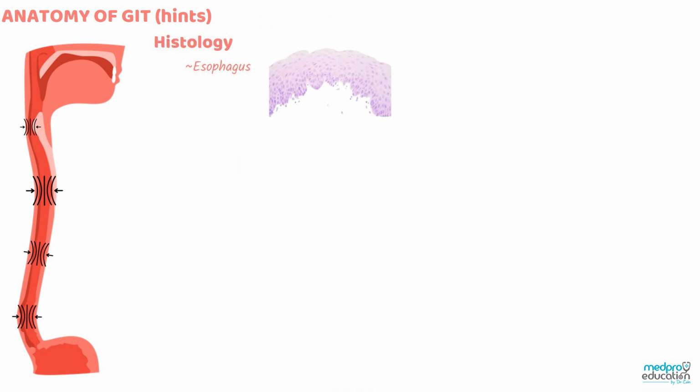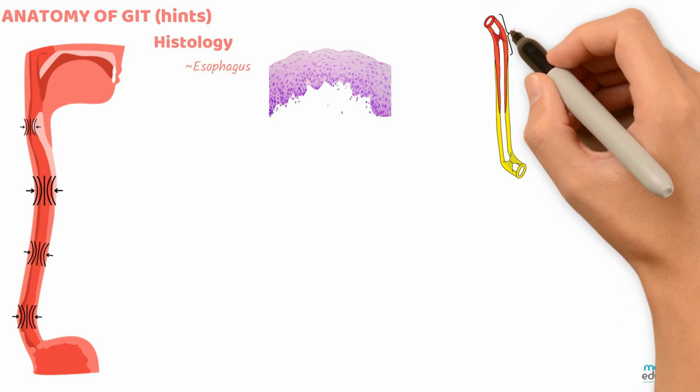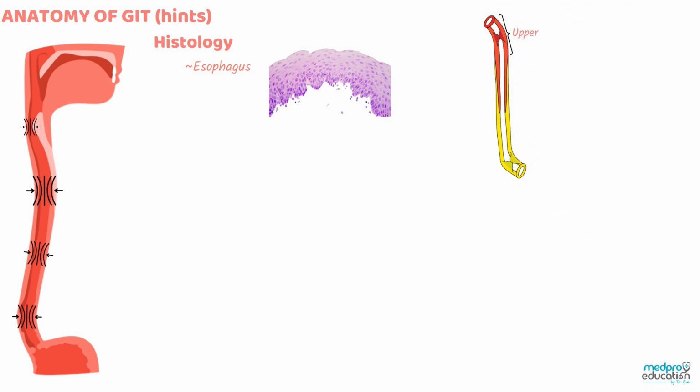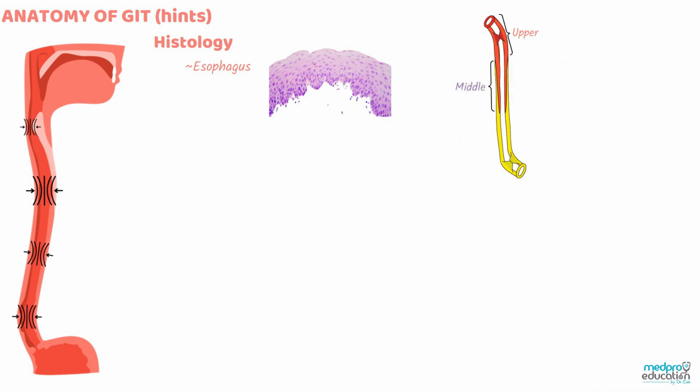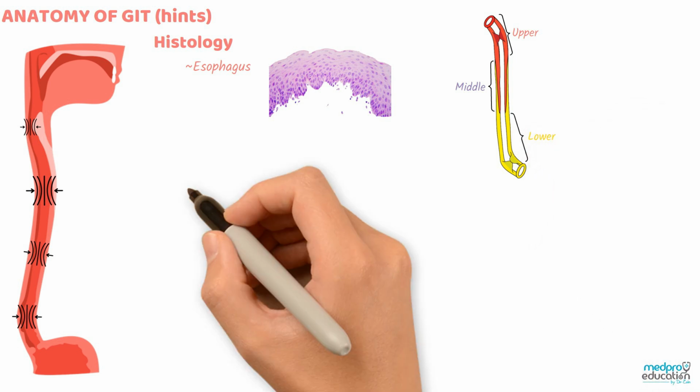Esophagus contains non-keratinized stratified squamous epithelium throughout and is divided into 3 parts. Upper 1/3 has skeletal muscle in the muscularis layer. Middle 1/3 is a transition zone, with mixed skeletal and smooth muscles in the muscularis. And lower 1/3 has smooth muscle in the muscularis.